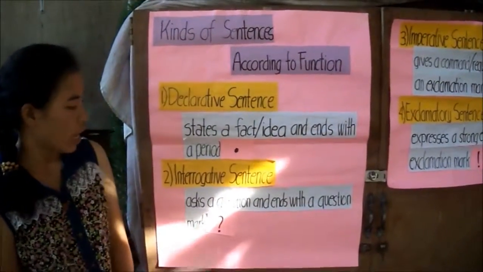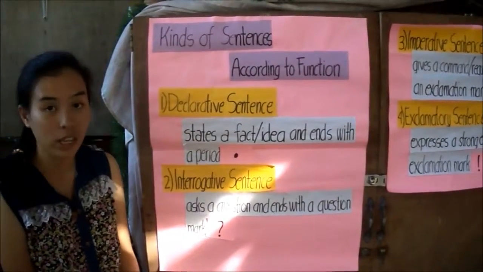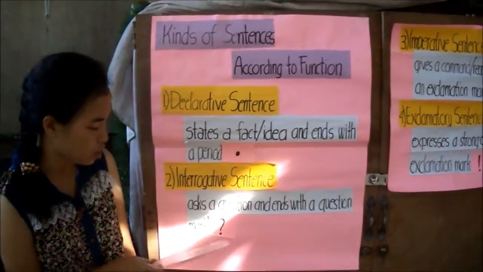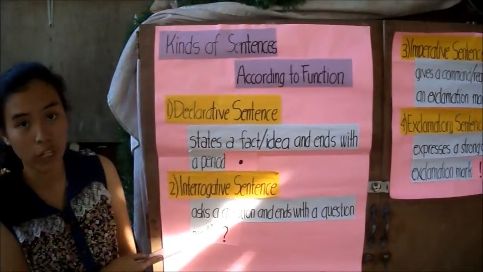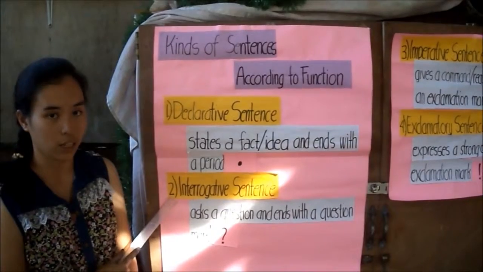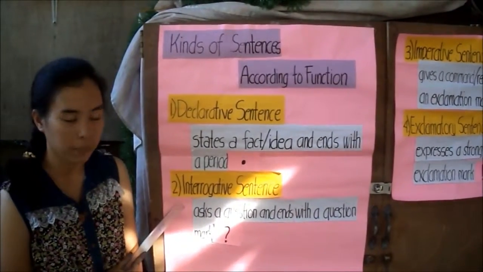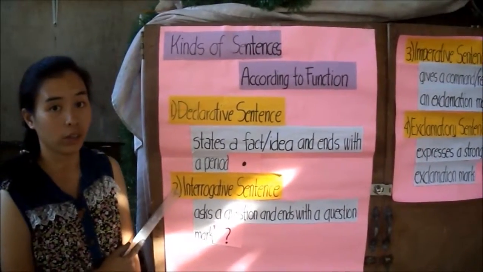The second one, interrogative sentence. It asks a question and ends with a question mark. A question mark looks just like this. If you see this kind of punctuation mark at the end of a sentence, it's an interrogative sentence. For example, what is your name? It is a question and it should be answered, and it is an example of an interrogative sentence.